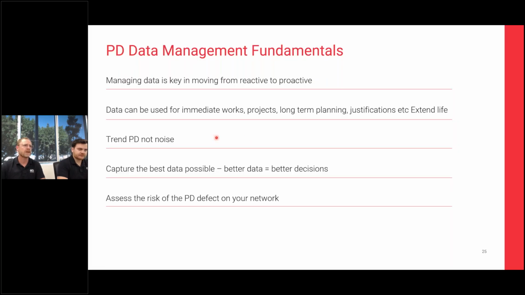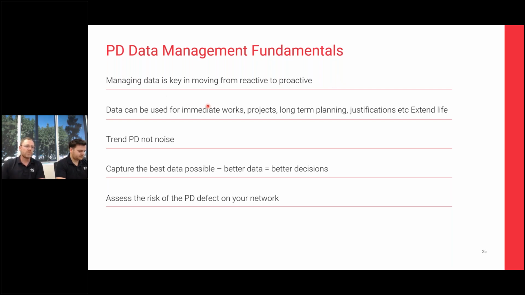Okay, so we're going towards the end of our presentation now. So this is the summary page. So managing data is the key in moving from reactive to proactive management of your assets. So what you want to do is get out there and collect good quality data, and then get that data and do something with it. Put it all in a place where it can all be viewed in the one spot and trended over time.